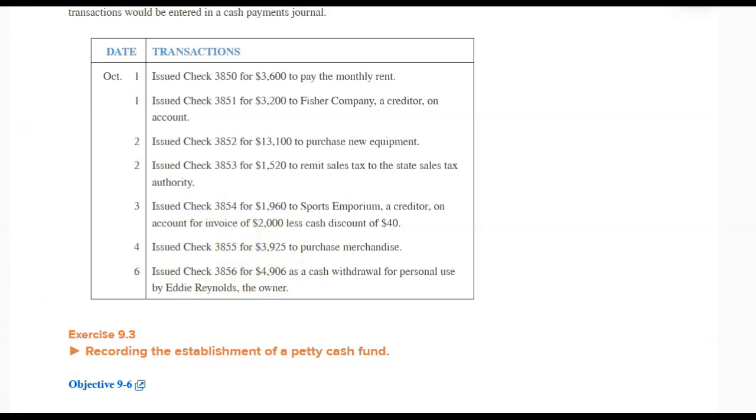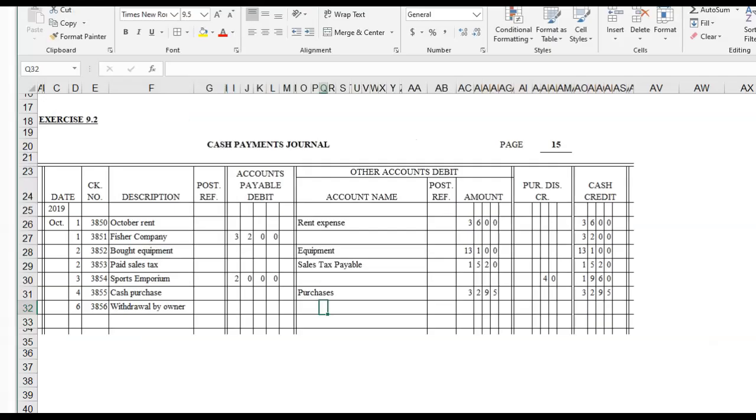And the last one, the owner withdrew money, $4,906. Personal reasons. Okay, so the drawing account is always a debit. So that would be Eddie Reynolds drawing. And how much did he take out? 4,000. Oh, 4,906.